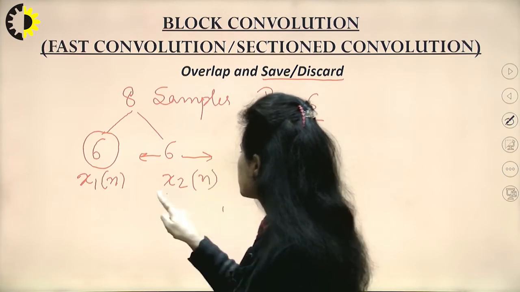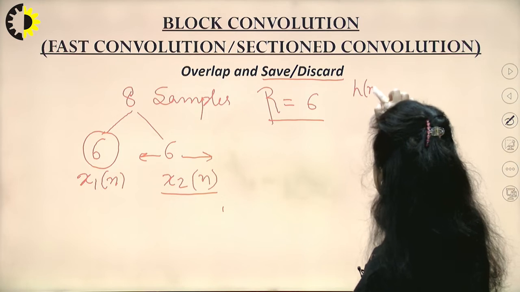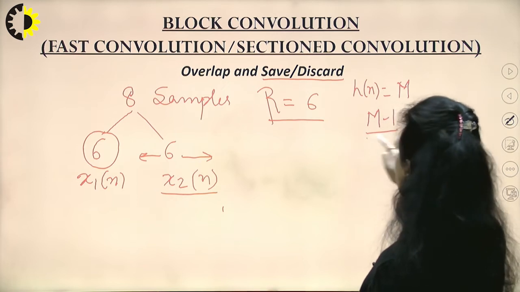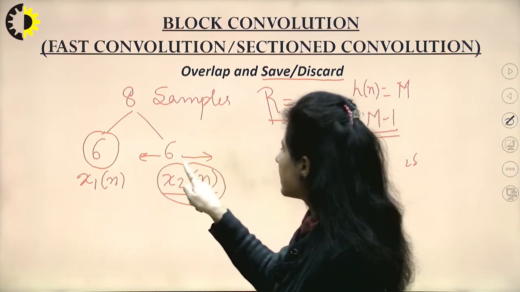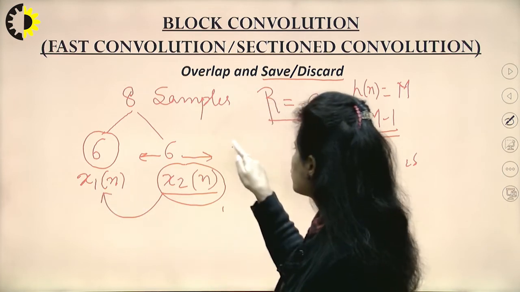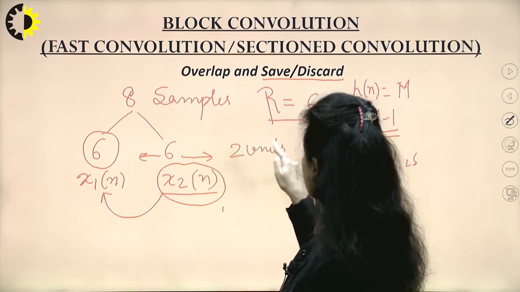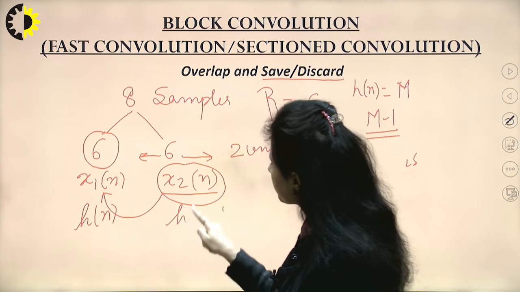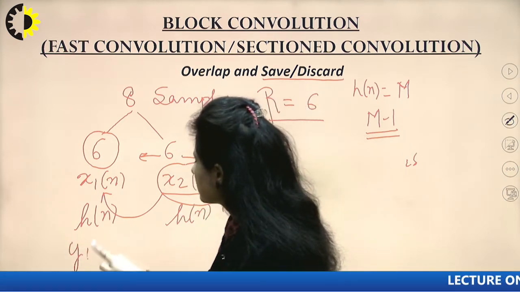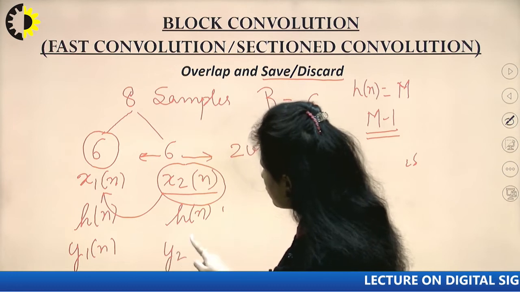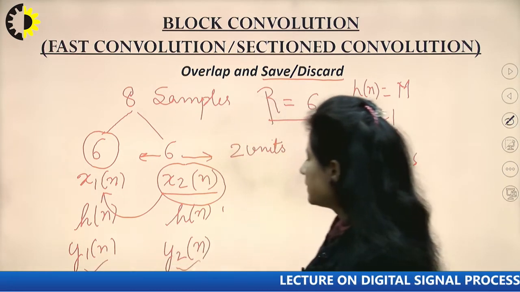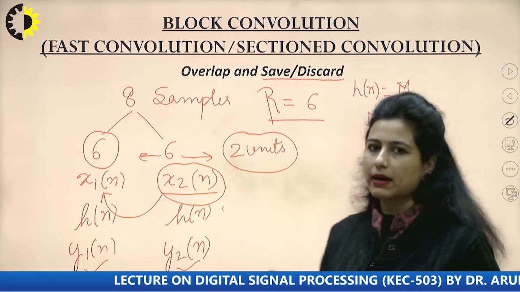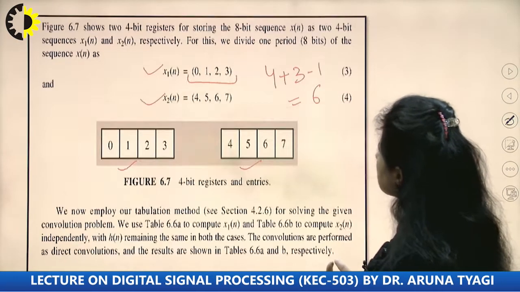So how much overlapping should there be? Again, the length of the sequence hn is m, so I perform m minus 1 overlapping. This sequence would be overlapped by the previous sequence by an amount of 2 units. Finally, I would process it by convolving each individually with hn, and the two sequences, y1n and y2n, would be overlapped, and the overlapping bits would be discarded rather than added, as in the other method, overlap and add. We'll see this again with an example.